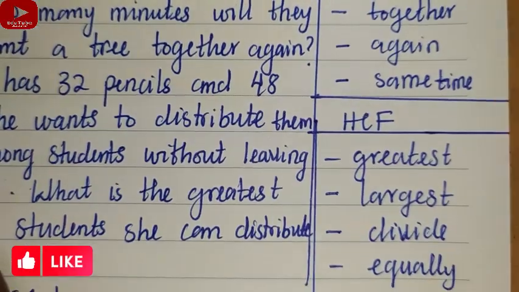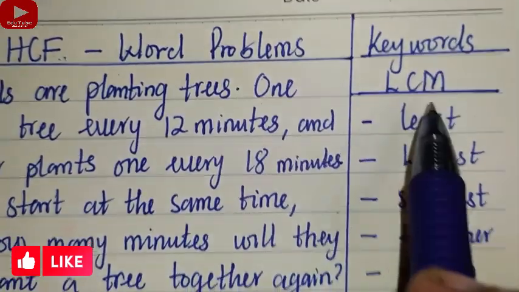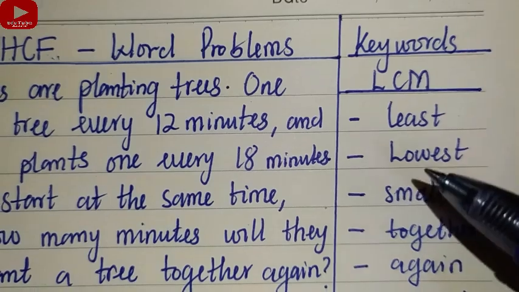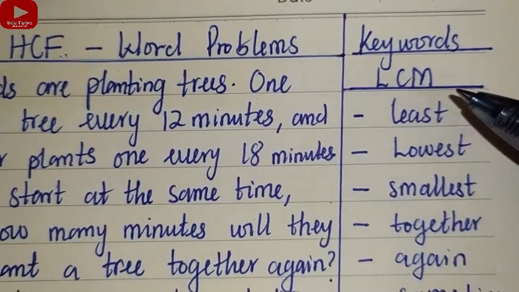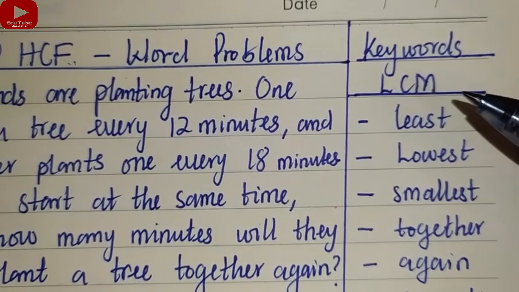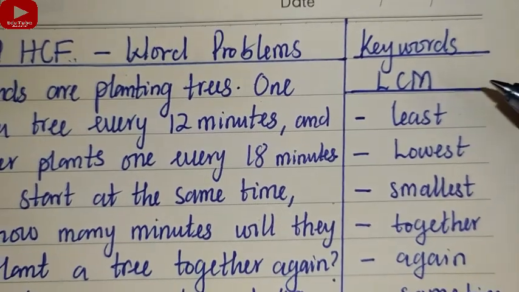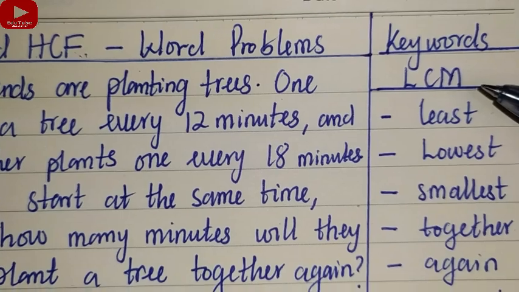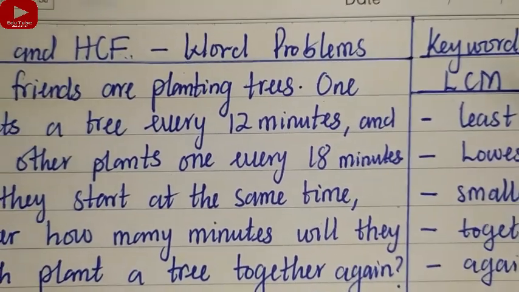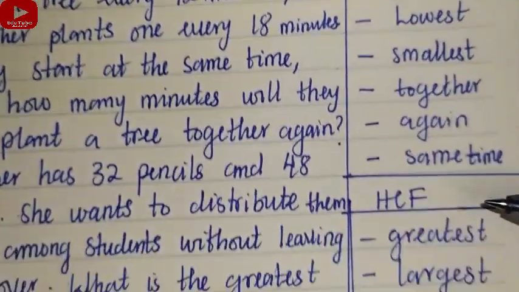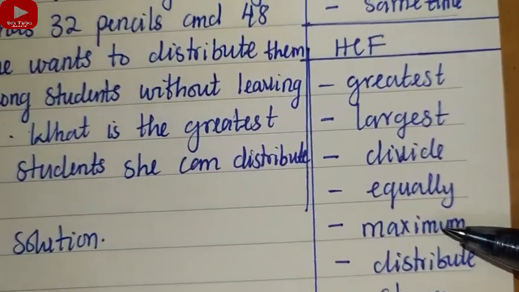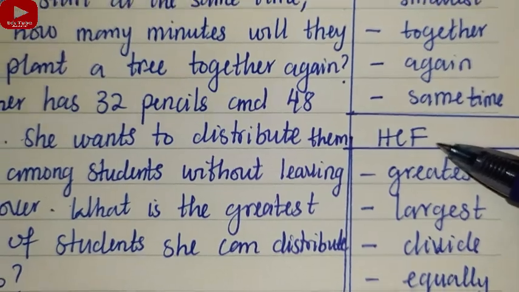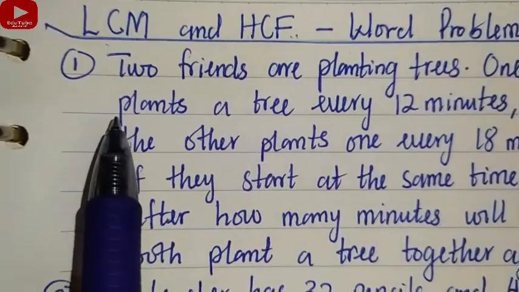Now, it is also pertinent that we understand that an LCM word problem focuses on a repeating event, a synchronizing event or situation. So when a problem is talking about a repeating event, you should know that such a problem is on LCM. And when a problem is talking about distribution or sharing or dividing, you should know that such a problem is on HCF. Now let's see the examples that we have.